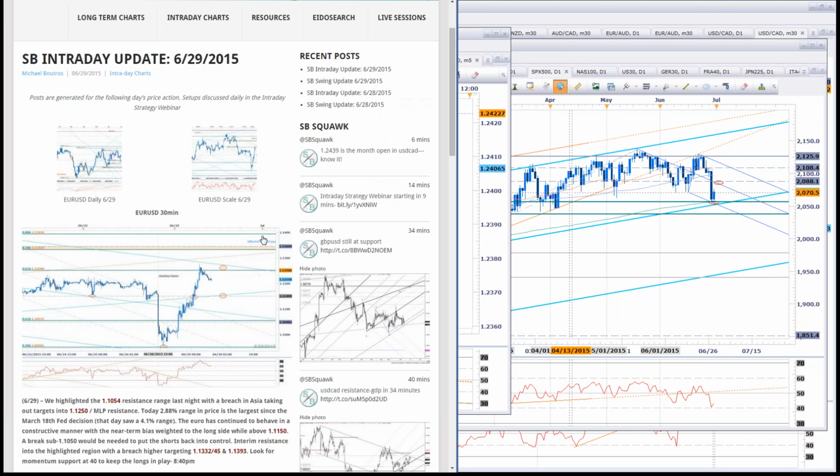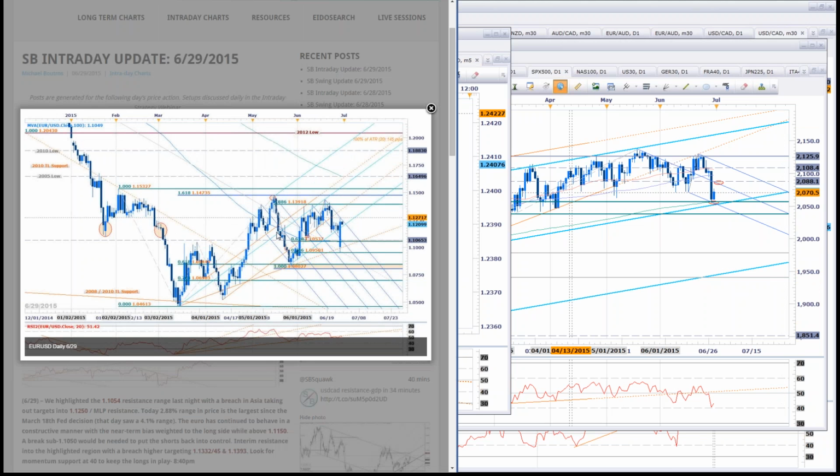So euro dollar on the daily, this is what we were looking at. We did come into a nice median line resistance off the highs for the month with that rally that we made yesterday. We rallied as high as 112.71.